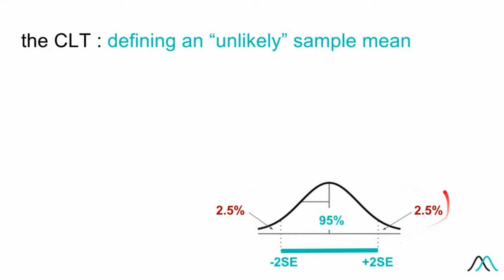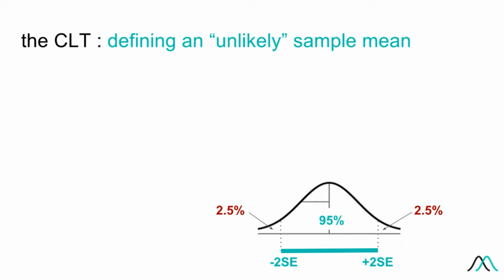Here, a 100% chance of everything minus 5% unlikely, or 2.5% unlikely to the right, 2.5% unlikely to the left, leaves 95% likely. On the normal SMC, then, the 95% likely range is everything within plus or minus 2 standard errors. And unlikely means anything outside of this range. That is, if a sample mean's z-score is greater than plus or minus 2, that means it's from one of the 2.5% tails on the sample mean's normal curve, and it gets designated unlikely.